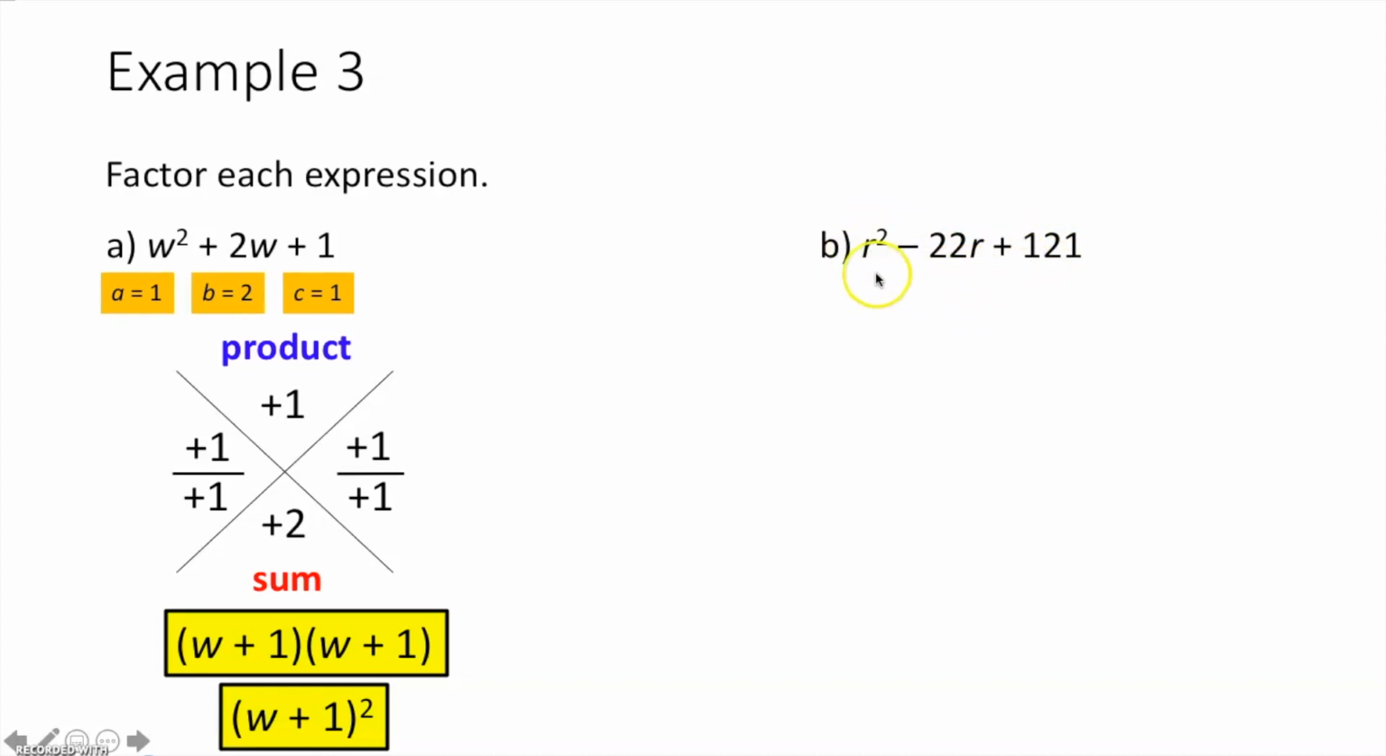Let's check. Is it 3 terms? Yes. Can we square root the first and the last term? Yes. Is the middle term 2 times the square root of the first times the square root of the last? Well, this is 11, this is r, so 2 times 11 times r. Yeah, boom. Okay, this is a perfect square trinomial.